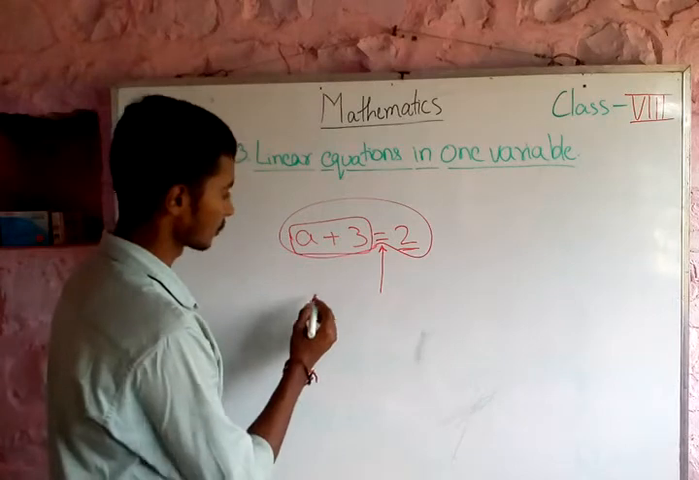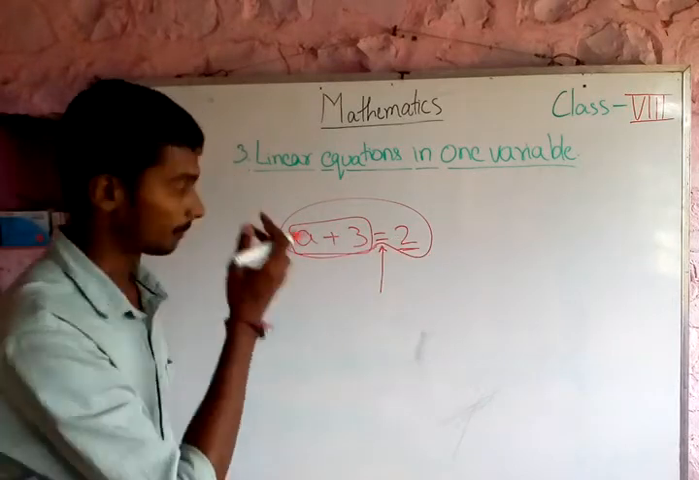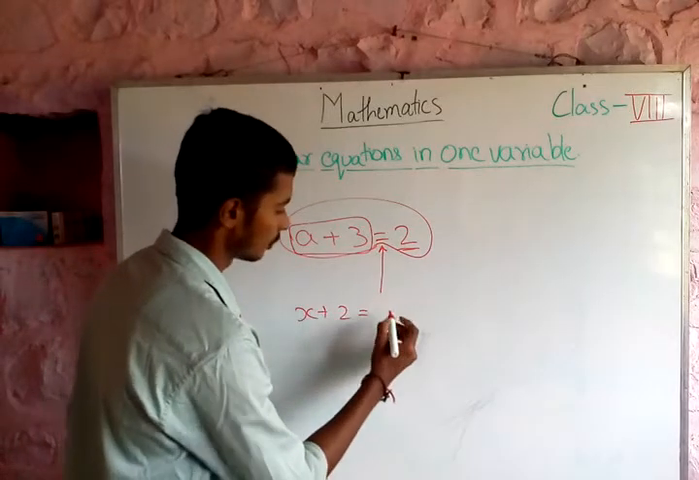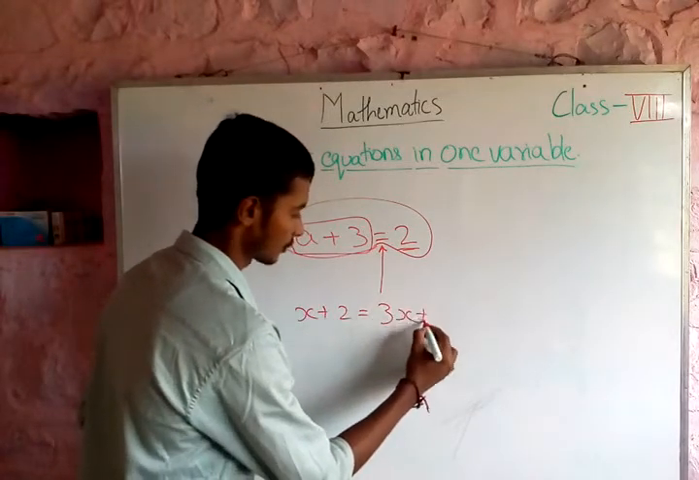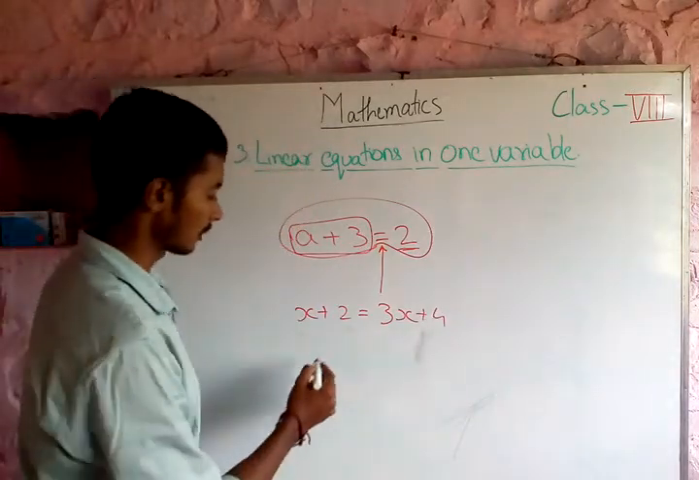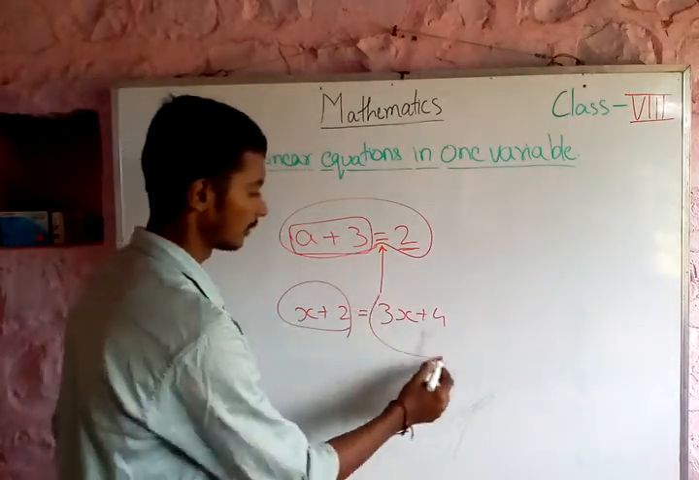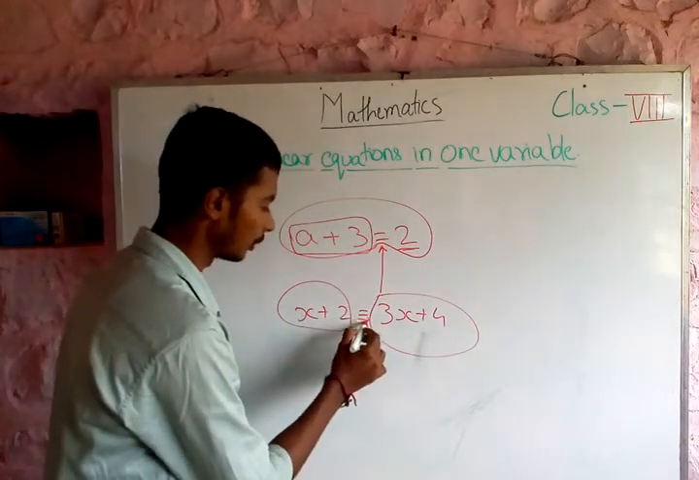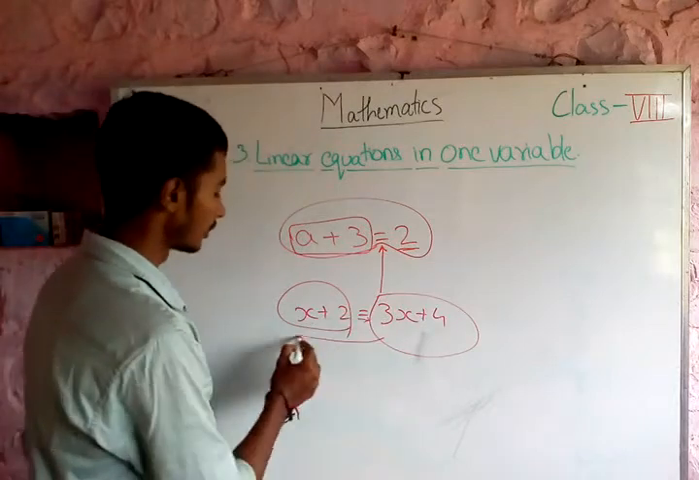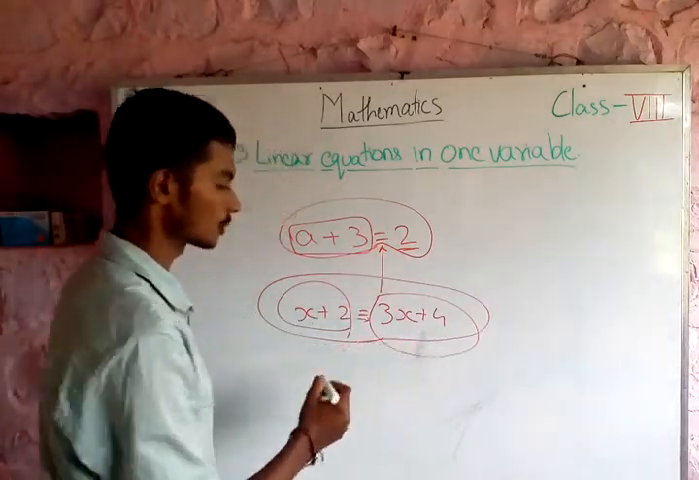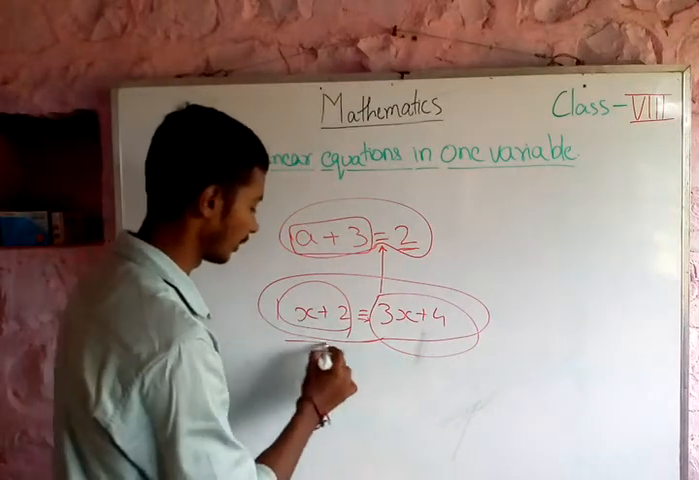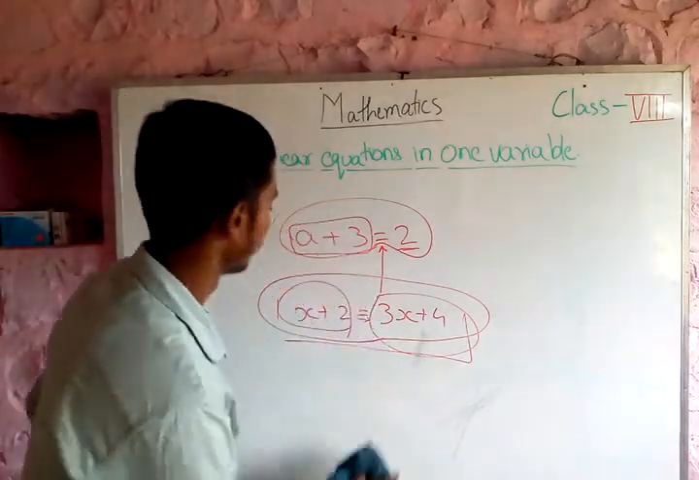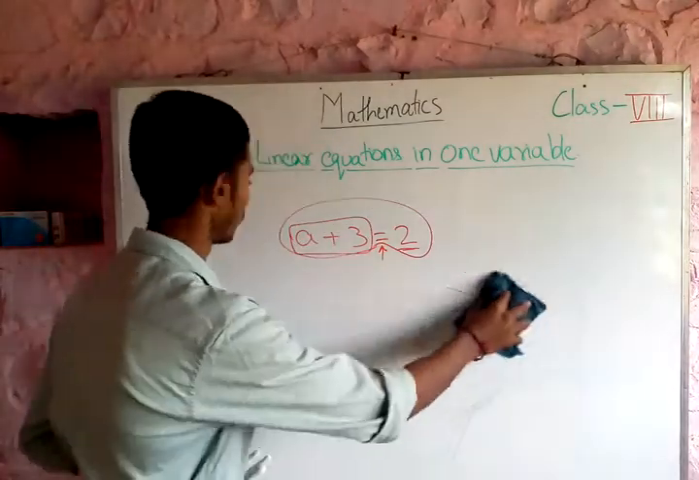For example, now see here, x plus 2 is equal to 3x plus 4. In this case this is one expression and this is another expression, and one expression is equated to the other expression. This type of equating is called an equation, that is, this whole statement is called an equation. So this is the difference between a mathematical expression and an equation.